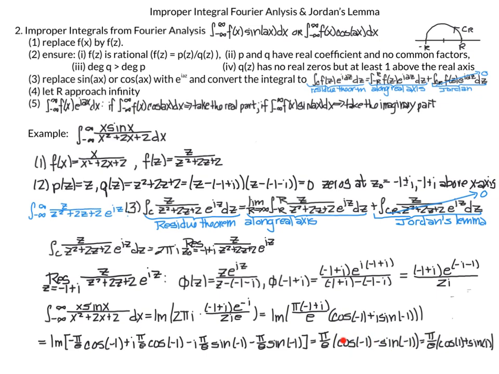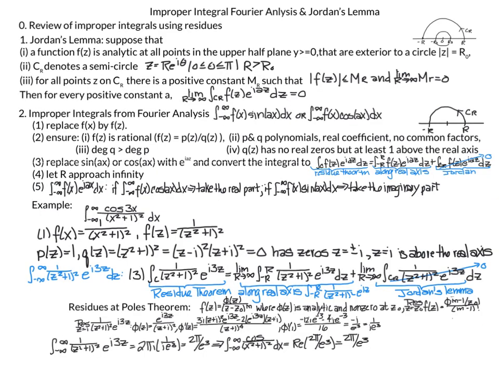Since cosine is an even function, this is the same thing as cosine of 1. And since sine is an odd function, that's equal to sine of 1, but I have to put a negative sign. But with this negative sign, that gives me a positive. So this is the final answer, pi over e times cosine of 1 plus sine of 1.